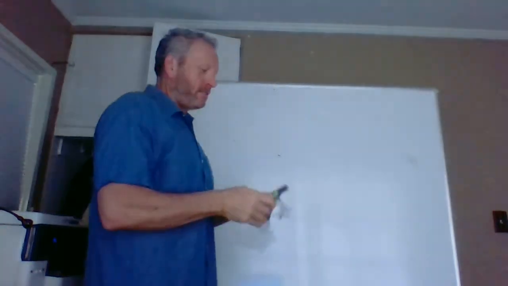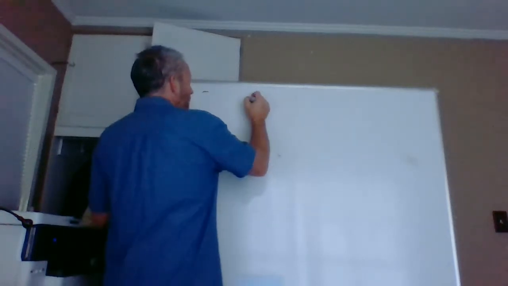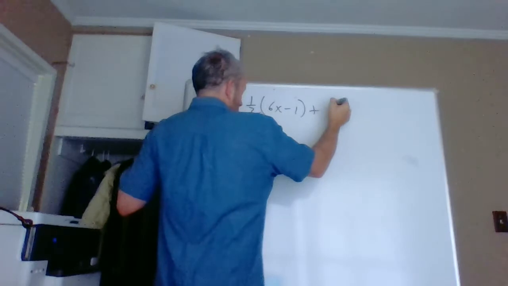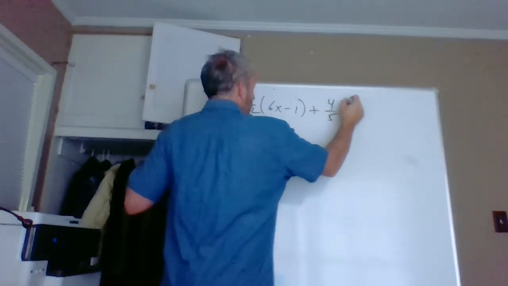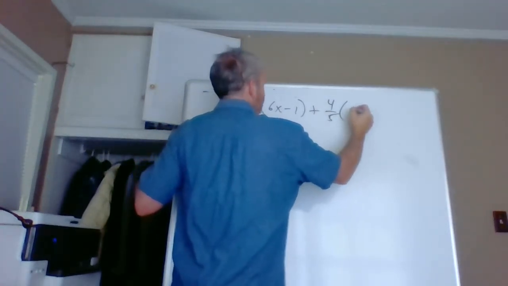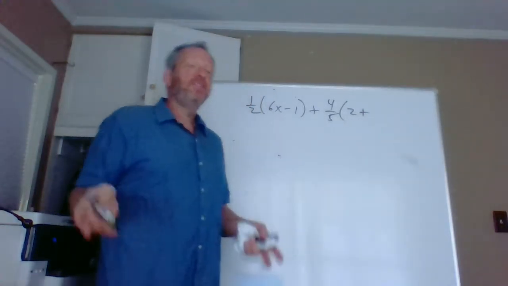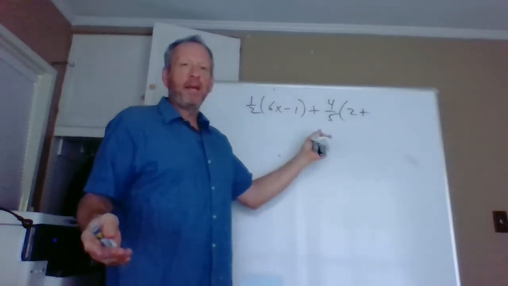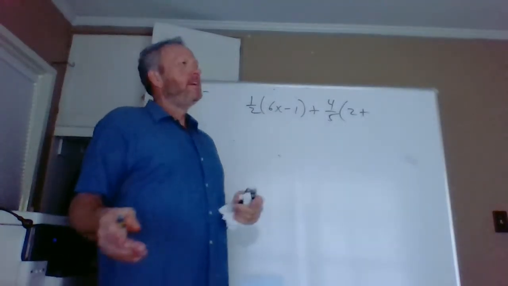let me do one more example like this, because this is rather important. But let's say we have 1/2 times 6x minus 1 plus 4/5 times 2. Now, when I'm hesitating there, I guess I should tell you that I am writing these numbers down in a random fashion, but not quite.